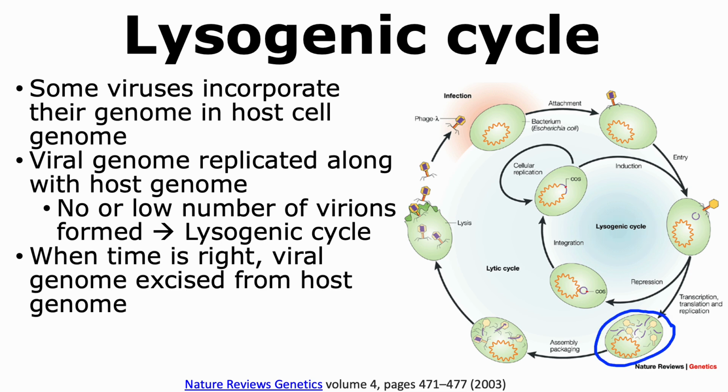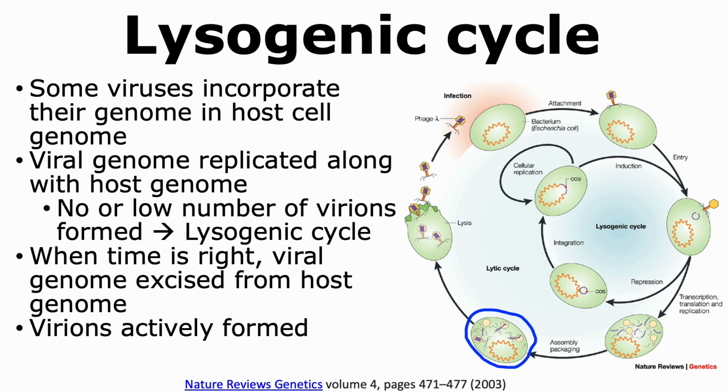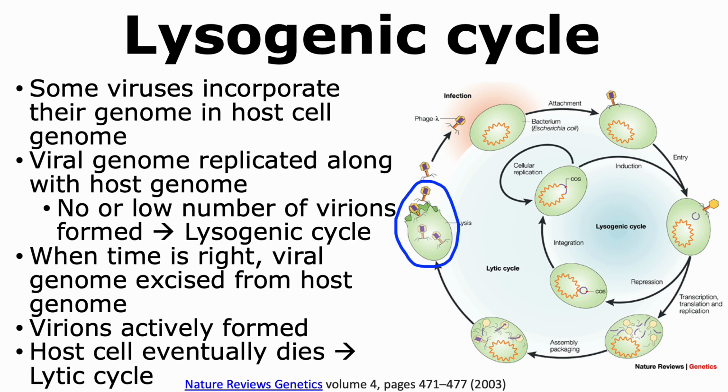Now, the viral genome is not present in the host genome forever. When the time is right, the viral genome will excise itself or remove itself from the host genome, and then it starts the process of making virions. Thus, virions are actively formed and packaged, and once there is a large enough number of virions, the host cell will eventually die because the virions will be released into the environment and it has a high viral load. This cycle is called the lytic cycle. And thus, these types of viruses are able to exist in a lysogenic cycle as well as the lytic cycle.